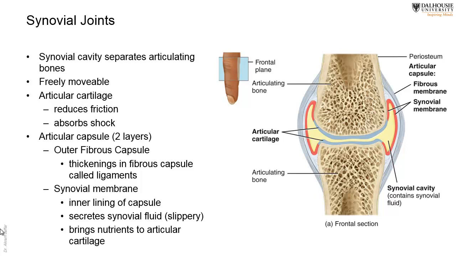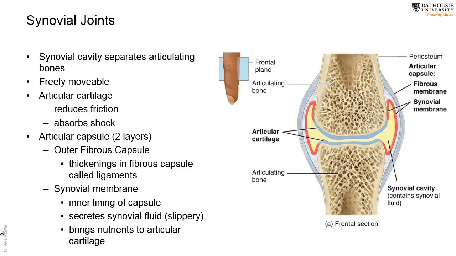The synovial membrane has cells that secrete an oily fluid called the synovial fluid. This synovial fluid has two important functions. The first function is that it reduces friction. It acts like a lubricant between the articular surfaces, so that's why it's oily. The second thing is that this fluid flushes the cartilage and provides nutrients for the cartilage.